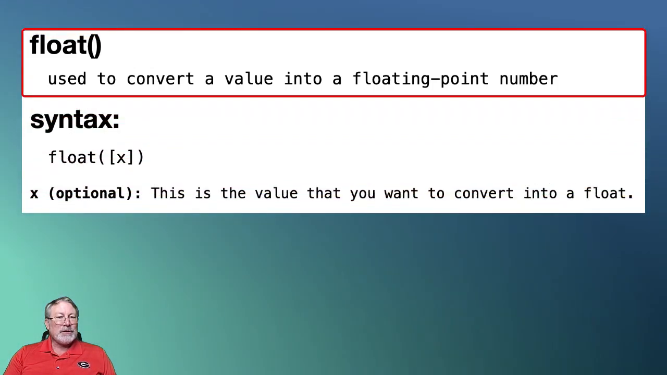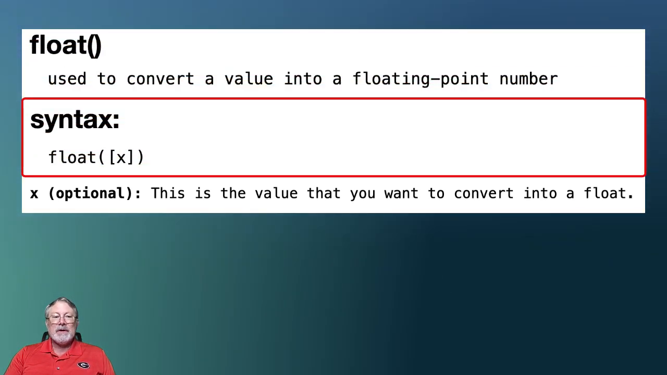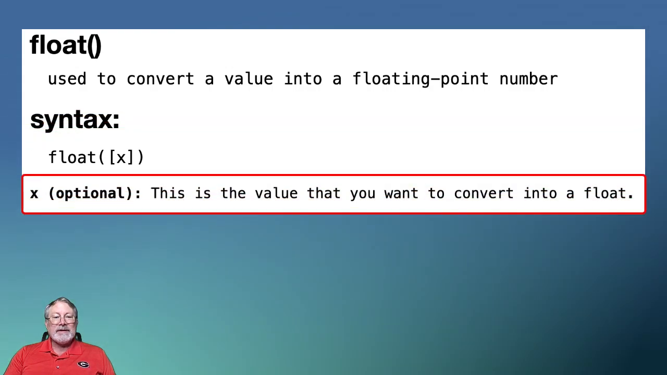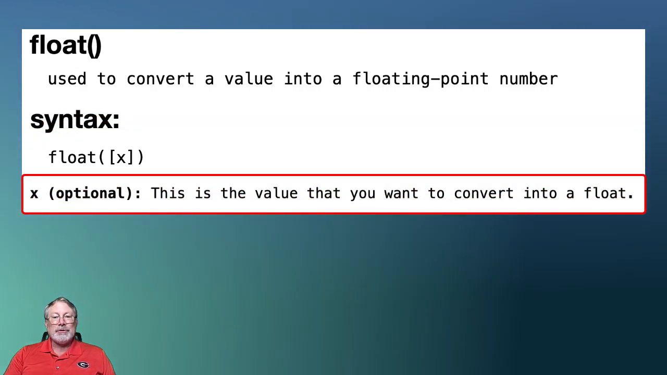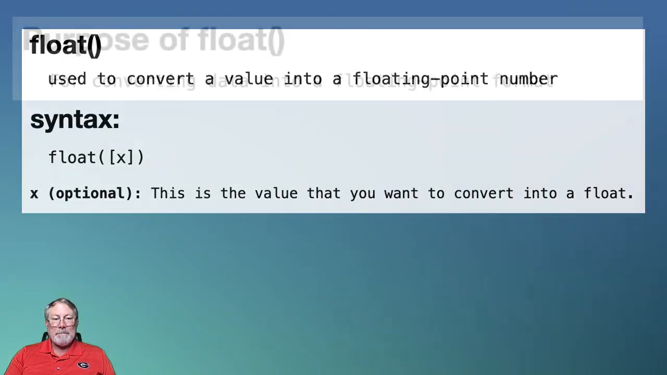The float function converts a value into a floating point number. Here's the syntax: float(x), where x is the value you want to convert to a floating point number. X can be a string, an integer, or another number type. If the input is invalid, Python will raise a ValueError.